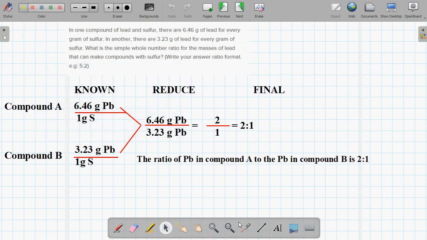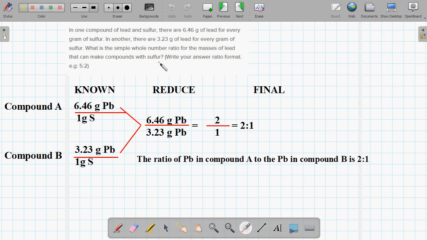All right, so here, in one compound of lead and sulfur, there are 6.46 grams of lead for every 1 gram of sulfur. So they've already simplified it for us. So there's the problem, or there's the ratio. In another compound of lead and sulfur, there are 3.23 grams of lead for every 1 gram of sulfur. So here we have this.